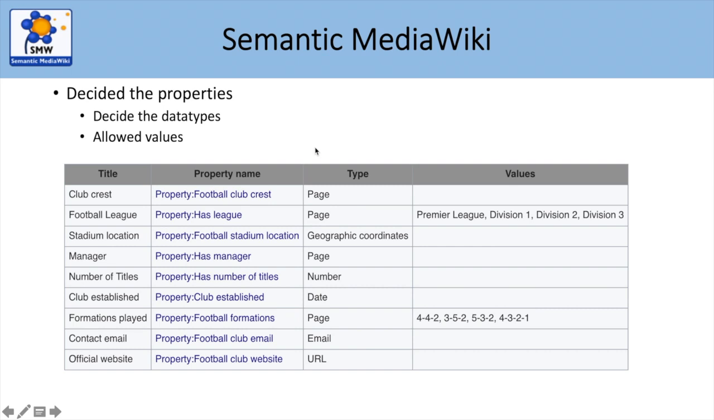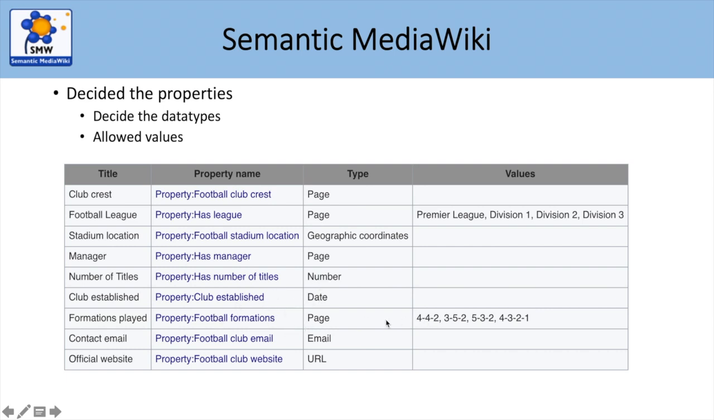In terms of the properties, I haven't chosen properties I probably would have chosen if I was doing a real info box. What I wanted to do was demonstrate different data types, and also different ways that we're going to be bringing them together. So we're going to have a nice picture, the crest of the club. You can only select one league. We're going to pinpoint the geographical coordinates of the stadium. That's just going to be a page, the name of the manager, and the number of titles, which is going to be a number, the date, formations.